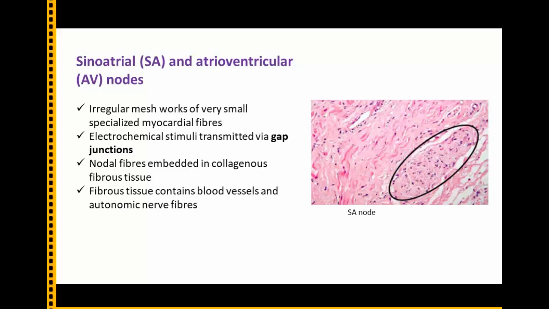So, this is how you see an SA node in the histology slide. You can see it differently from the surrounding muscle fibers, as a bundle. Here the stimuli are transmitted via gap junctions. They are embedded in collagenous fibrous tissue and they contain some blood vessels and autonomic nerve fibers also.